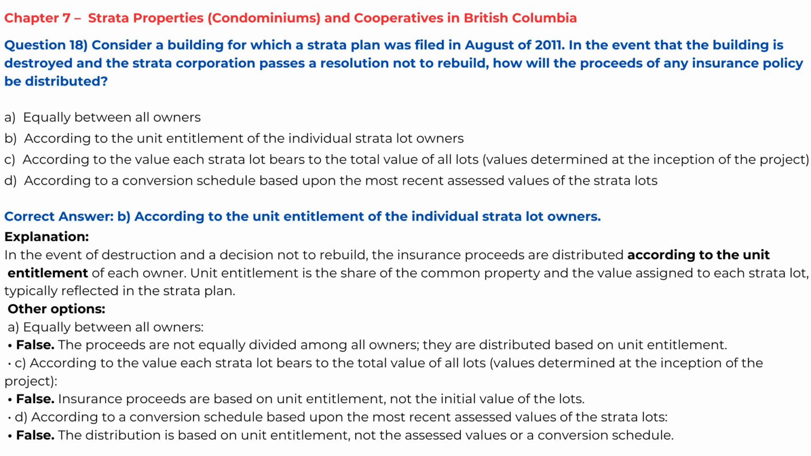C. According to the value each strata lot bears to the total value of all lots, values determined at the inception of the project. False. Insurance proceeds are based on unit entitlement, not the initial value of the lots. D. According to a conversion schedule based upon the most recent assessed values of the strata lots. False. The distribution is based on unit entitlement, not the assessed values or a conversion schedule.